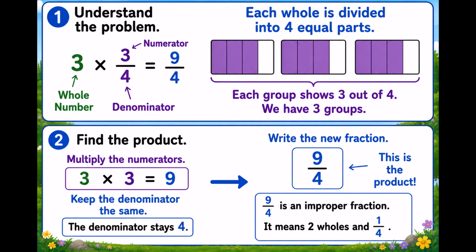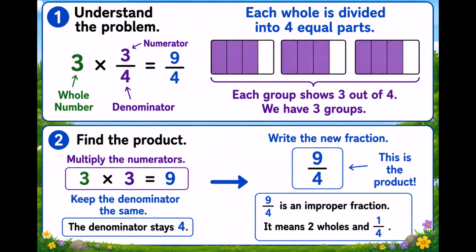So step 3, keep the denominator. Step 2, multiply the whole number by the numerator, which is 3 times 3 equals 9. It equals 9. All right? And you should be able to count each group, the 3 groups, the shaded parts in those groups equals 3, 6, 9. It equals 9.